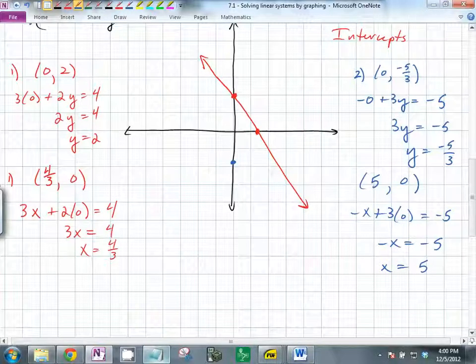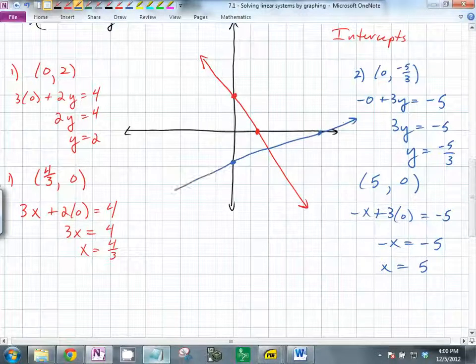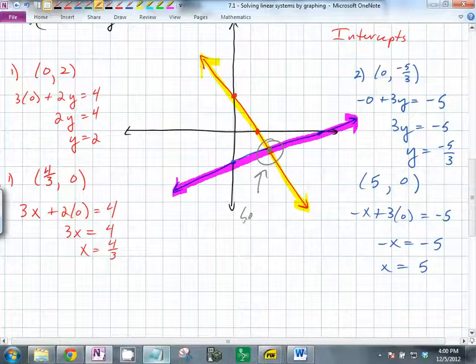2, 3, 4, 5, right about there. So if we connect these, we end up with two lines. Keep in mind, or remember rather, that the graph of an equation, all of the points on that line are the solutions to the first equation. All of the points on this line are the solutions to the second equation. So where they intersect, right there, solutions to both.